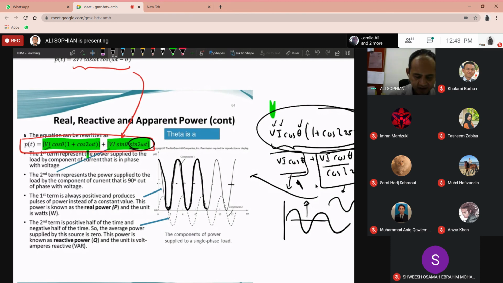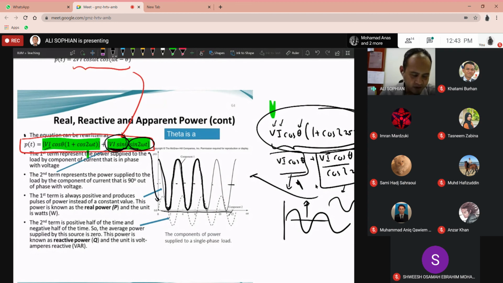This Vi sine theta, again, is just a constant, because it doesn't have t in this term. Only in here we've got t. So again, this is just simply the magnitude of the sine wave, and the sine wave itself is sine 2 omega t. And there's no bias here, which means that it will go around the 0 point. So if you plot this, you will get the dotted line. So it's a sine wave around the 0 point.